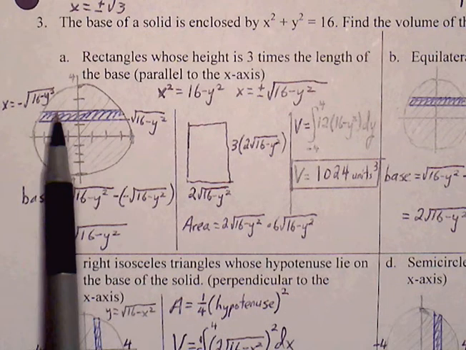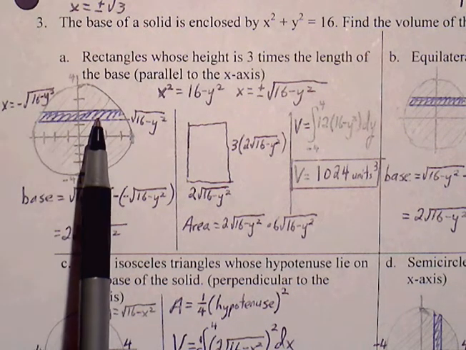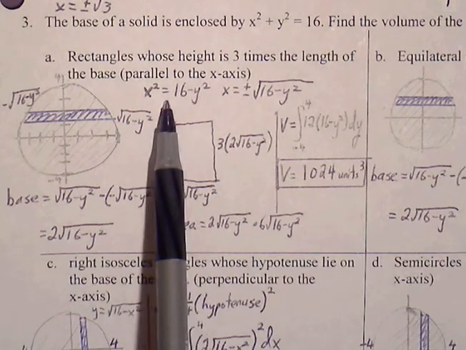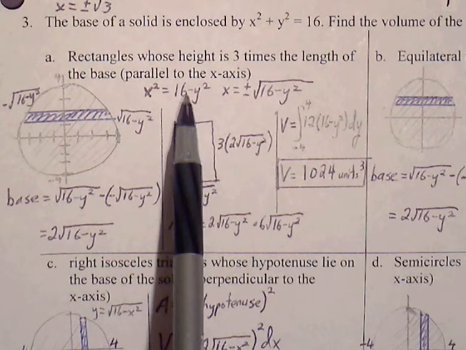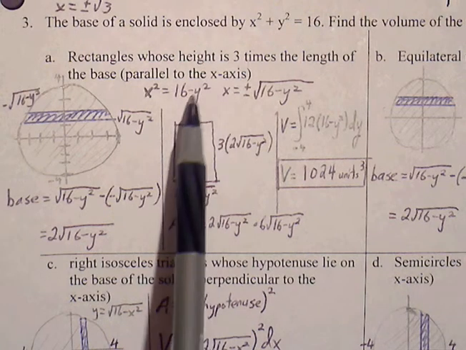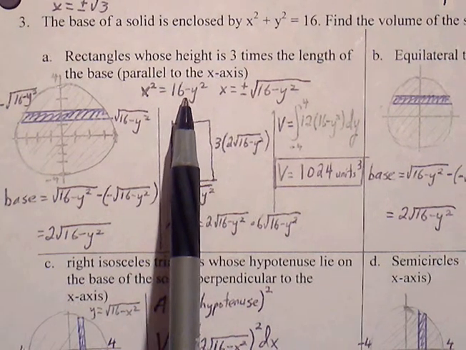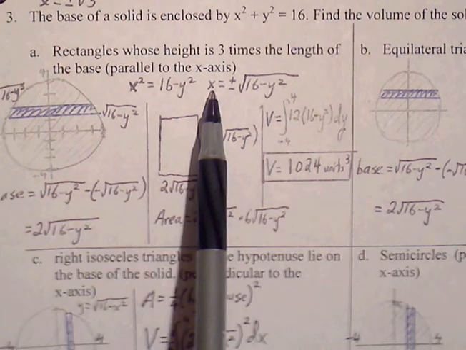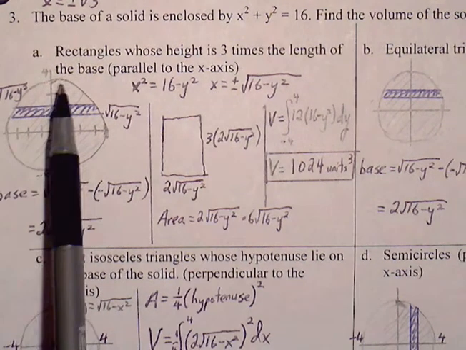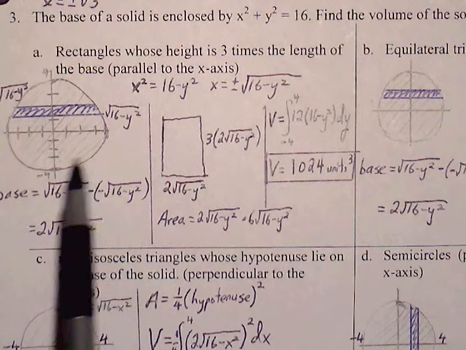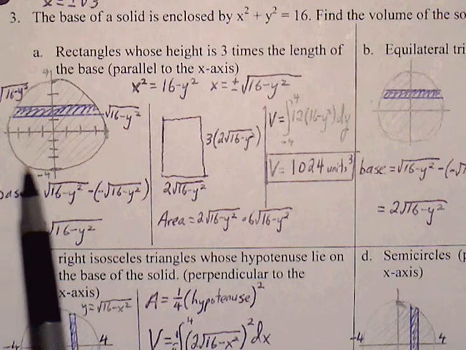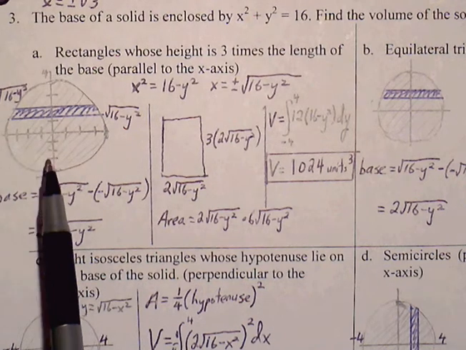So if we're doing horizontal, that means everything has to be in terms of y. So that means we have to solve in terms of x. So x squared is equal to 16 minus y squared. We're starting with this equation. We get x squared equals 16 minus y squared. So x is equal to plus or minus root 16 minus y squared. So we have this right curve, which is the positive root 16 minus y squared, and this left curve, which is the negative root 16 minus y squared.